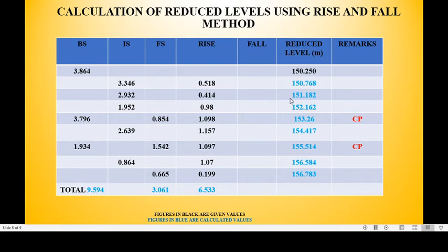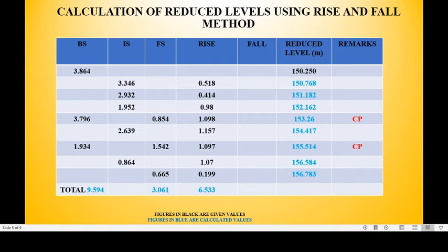Then 0.414, as it is a positive value, is added with 150.768 and we get the value 151.182. So in this way we get all the reduced levels. If there were some fall values, then we would need to subtract the fall values from the reduced level. But here there is no fall, so all are rise. So we just need to go on adding the rise values with the reduced levels sequentially.